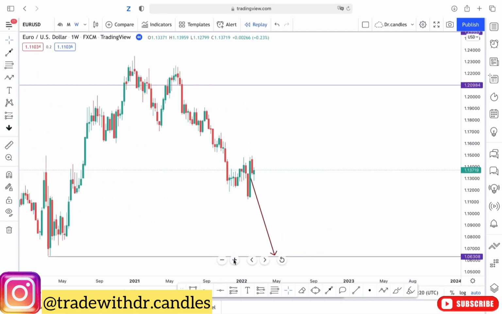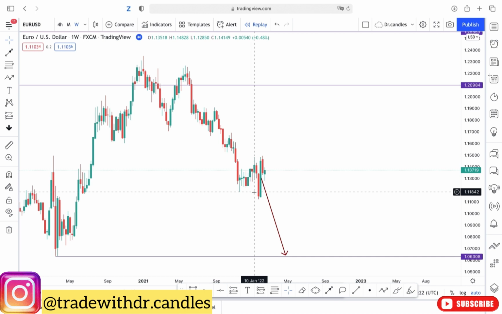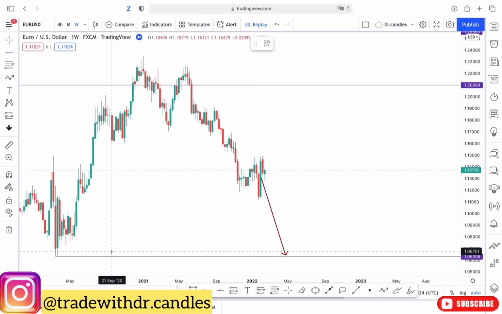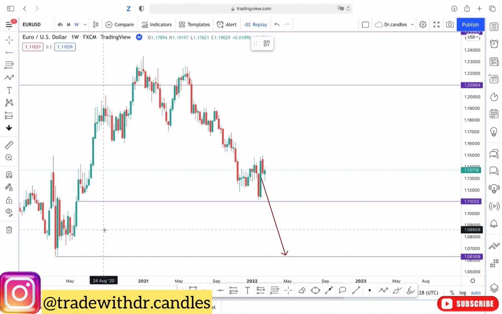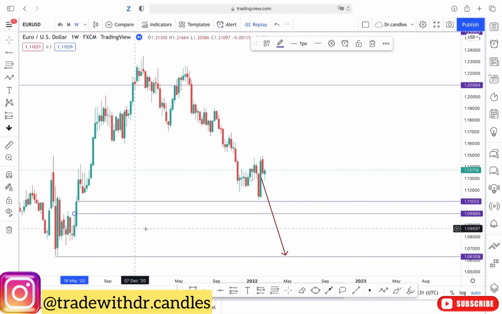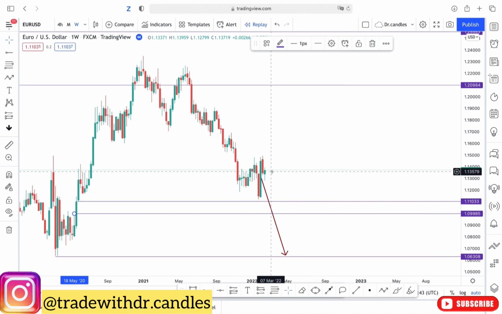Another thing we can also check here is that the market created an imbalance here that is supposed to be filled. So you see, around here there is an imbalance. The market is supposed to fill around here before possibly going up. I hope you understand. So that is another indication that this market is supposed to fall.